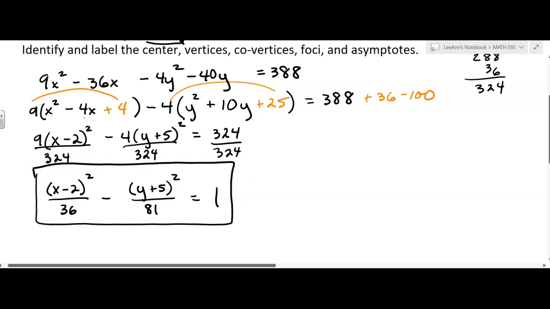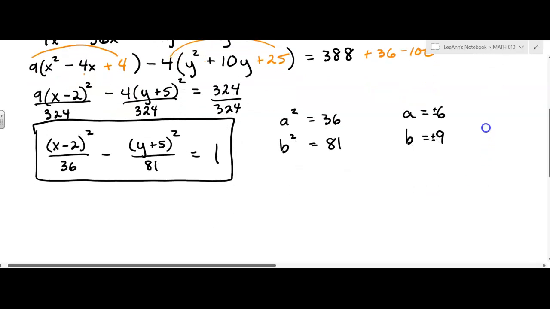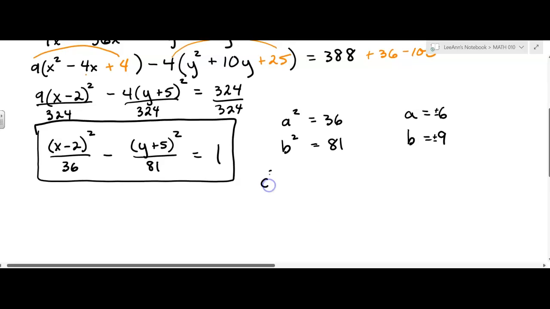Now, do we know what a squared is? Yes, we know a squared is 36. Do we know b squared? Yes, b squared is 81. That means a is equal to 6 and b is equal to 9. And you can put plus or minus in front of these because we know how we're going to graph those. Now, we would still have to figure out what c is. c squared is going to equal a squared plus b squared. And so c squared is going to equal 36 plus 81, which is what? 117?